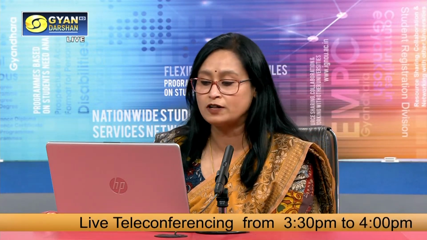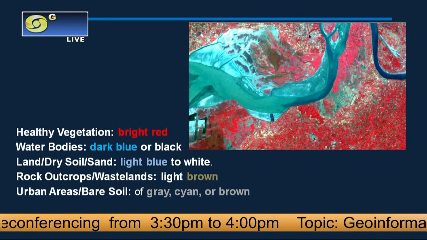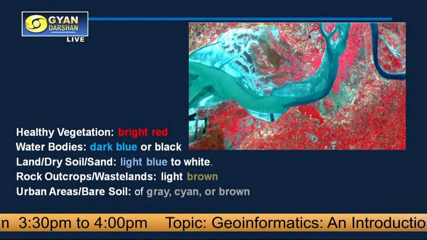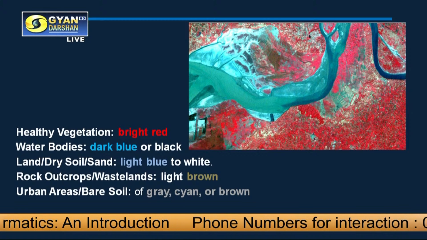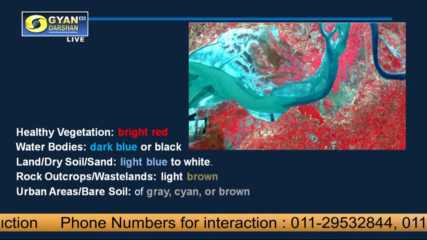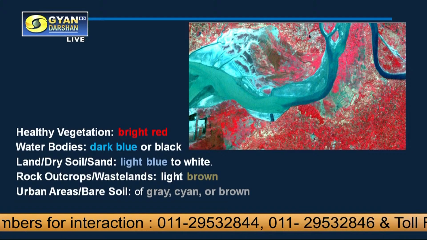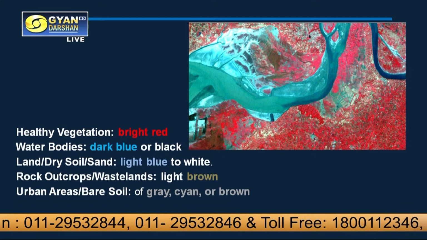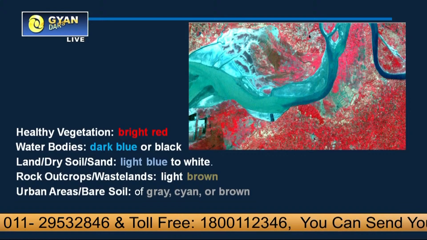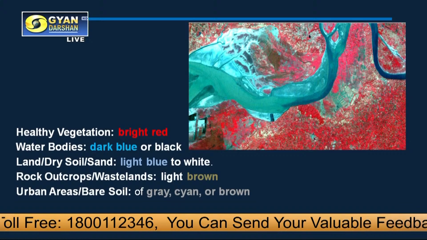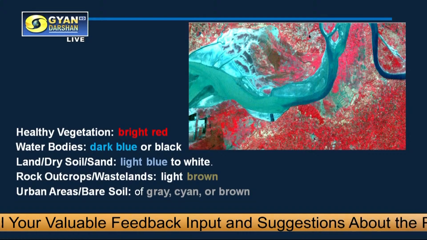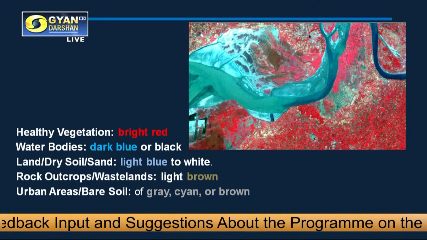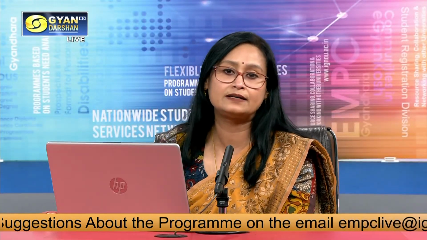In the next image you can see a false color composite, where healthy vegetation appears in various shades of bright red because it has very high reflectance in the NIR spectrum. Clear water bodies appear dark blue to black. Land and sands appear light blue to white. Rock outcrops or wasteland appear in shades of brown. And urban areas appear gray or brown, depending on the specific bands being used.